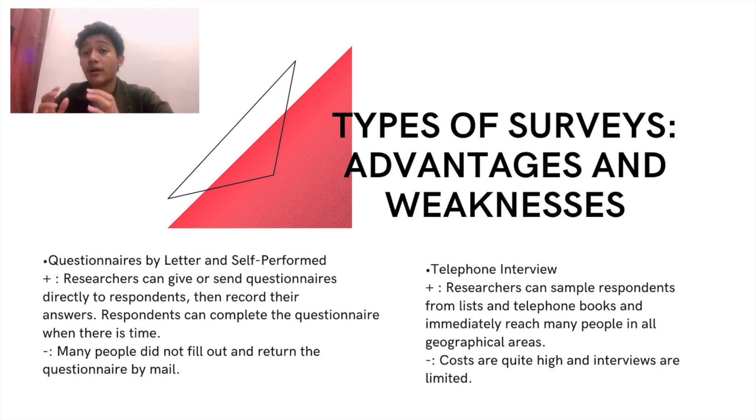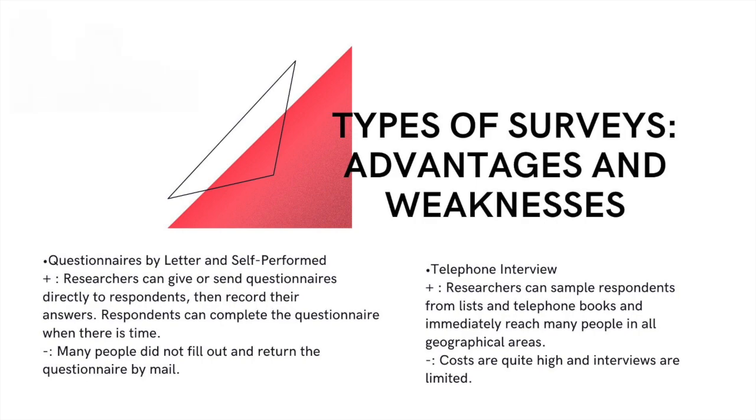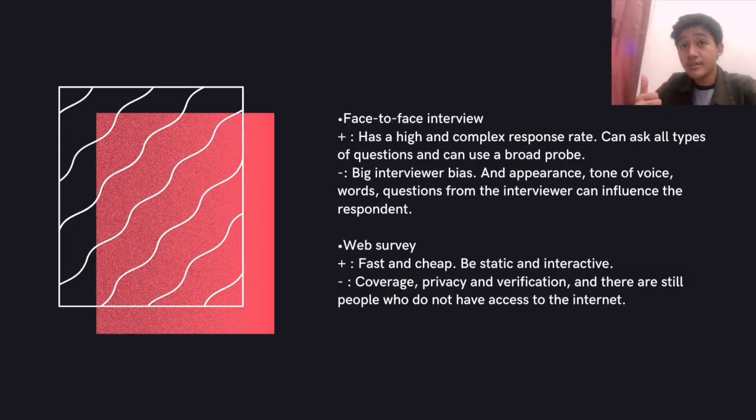Telephone interview. The advantage is that researchers can sample respondents from lists and telephone books and immediately reach many people in all geographical areas. The weakness is that costs are quite high and interviews are limited. Face-to-face interview. The advantages are a high and complex respondent rate, the ability to ask all types of questions, and the use of broad probes. The weakness is big interview bias: appearance, tone of voice, words, and questions from the interviewers can influence the respondent.